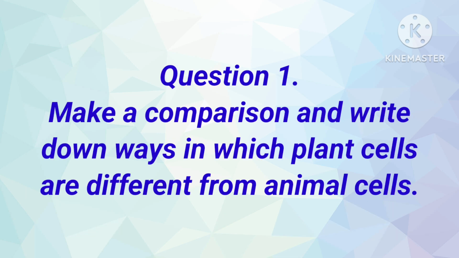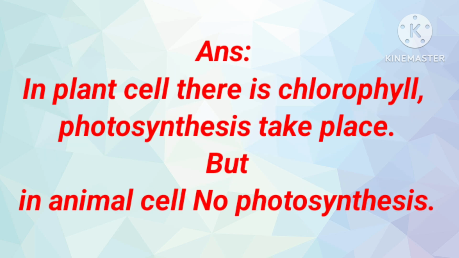Let's begin. First question: make a comparison and write down ways in which plant cells are different from animal cells. Of course, you know that our body has cells as well, and plants also have different cells. Both are called multicellular organisms. So in this question you have to compare what is present in the plant cell and what is not present in the animal cell. So let me begin.